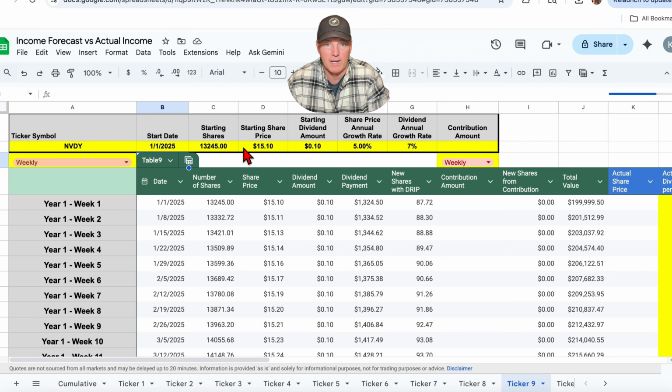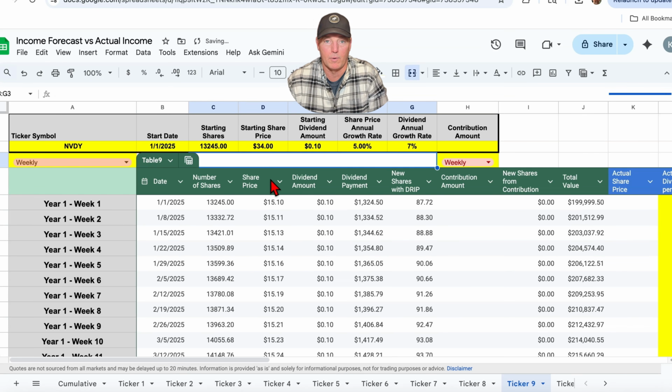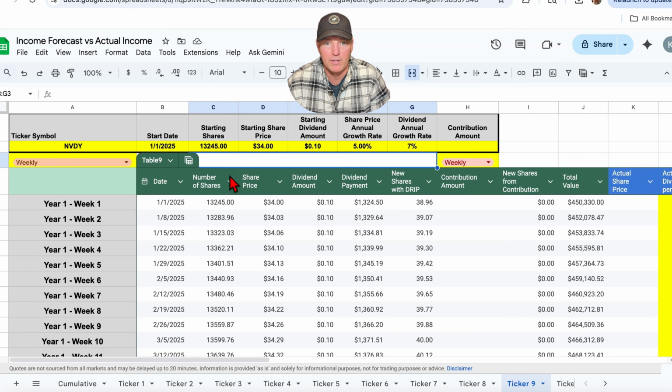That was just a price I had in there. I'd have to go in and look and see on the 1st of January what was the price of NVIDIA, and I could put that in here. Even if I just, for this video, put in $34 and take a second, it'll update all this and carry it down. And new shares per DRIP, because it's showing that I own 13,245 of those, and my dividend payment each week would be $13.24. I do not own, there are 13,000 of these shares. That's a total of $450,000.